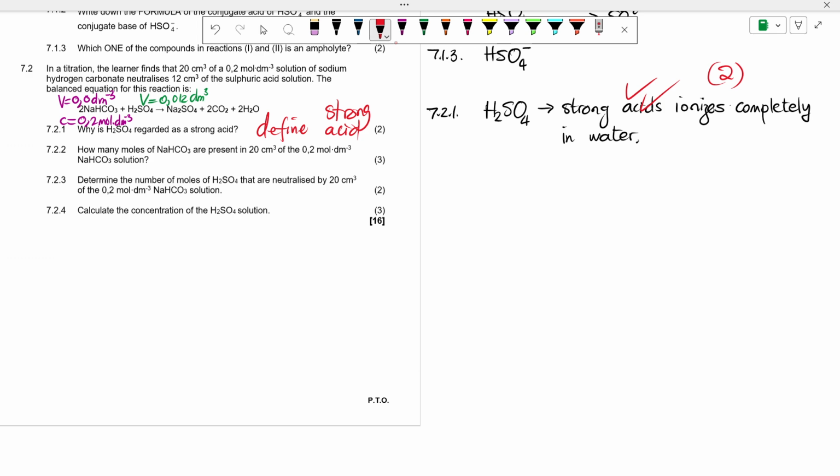Then moving on, almost done here. How many moles of NaHCO3 are present in that given data? This one is straightforward, right? Which equation do we use? C equals N over V. Correct. I can make N the subject of the equation. In bracket, I can show that I'm finding NaHCO3, and this will be CV. Substitute 0.2 for C. For volume, it should be converted to decimeter cubed.